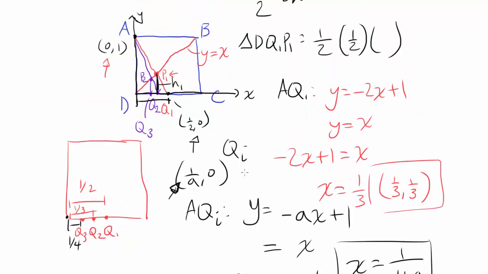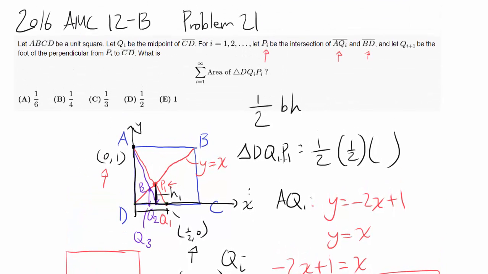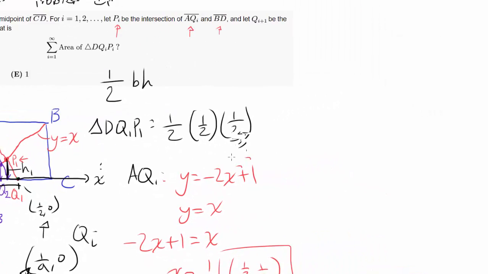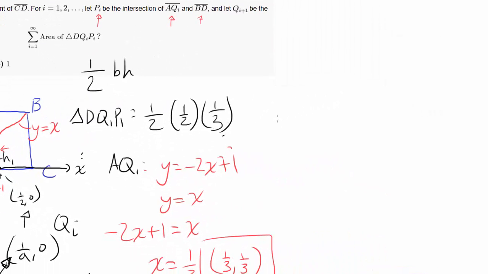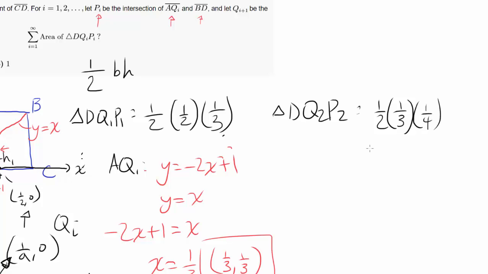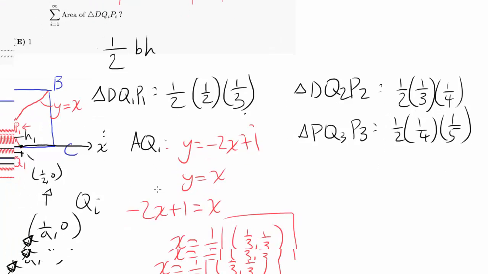So how is this helping us? Let's go back to the area problem. For D, q sub 1, p sub 1, it's 1/2 times 1/2 times 1/3 because the height is 1/3. For D, q sub 2, p sub 2, our area is 1/2 times, now base is 1/3 and our height is 1/4. And for our q sub 3, p sub 3, let me just do one more. Our area is 1/2 times 1/4 times 1/5, and this goes on forever. So let me sum up all the areas.